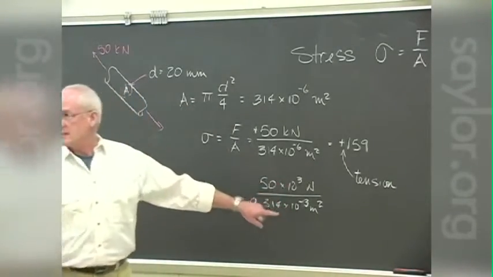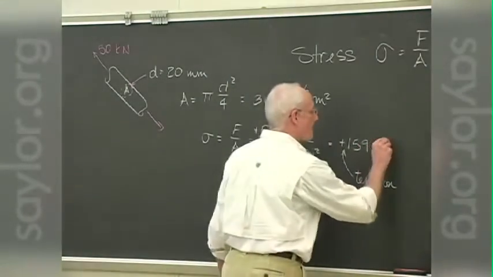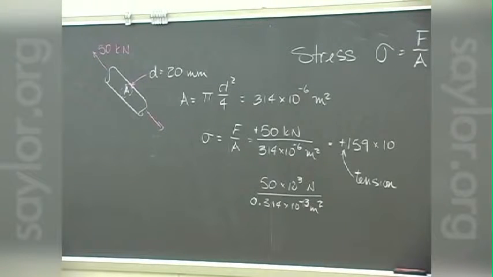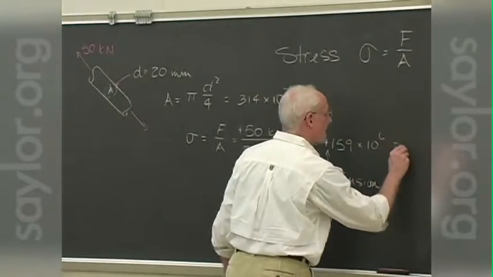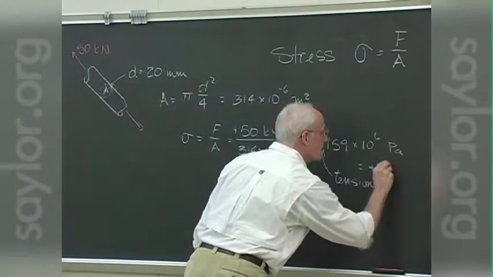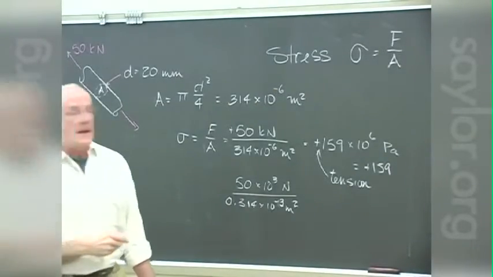So we have 10 to the third over 10 to the minus 3. They cancel? Of course not, they're not the same. They have to be the same to cancel. So it's 10 to the 6th. That puts it just in the newtons per meter squared, or 159 megapascals.